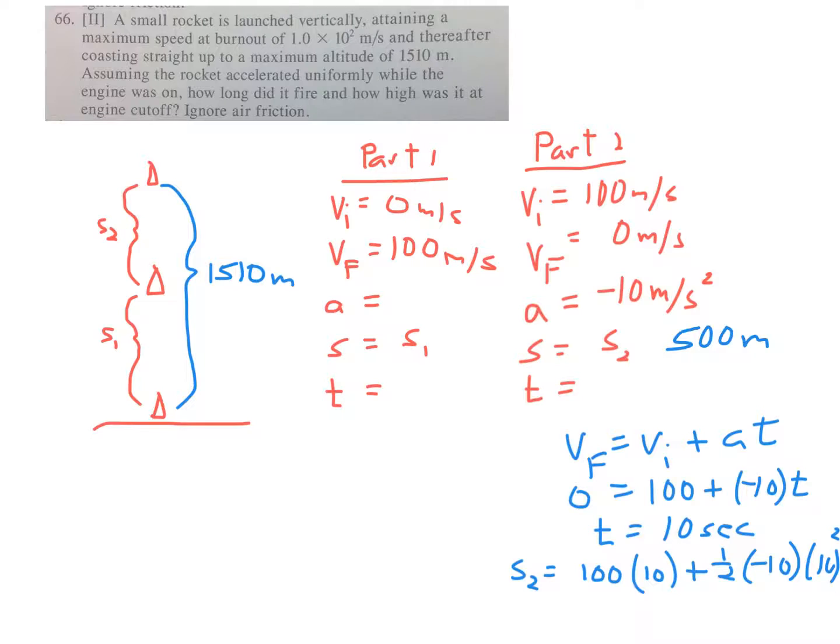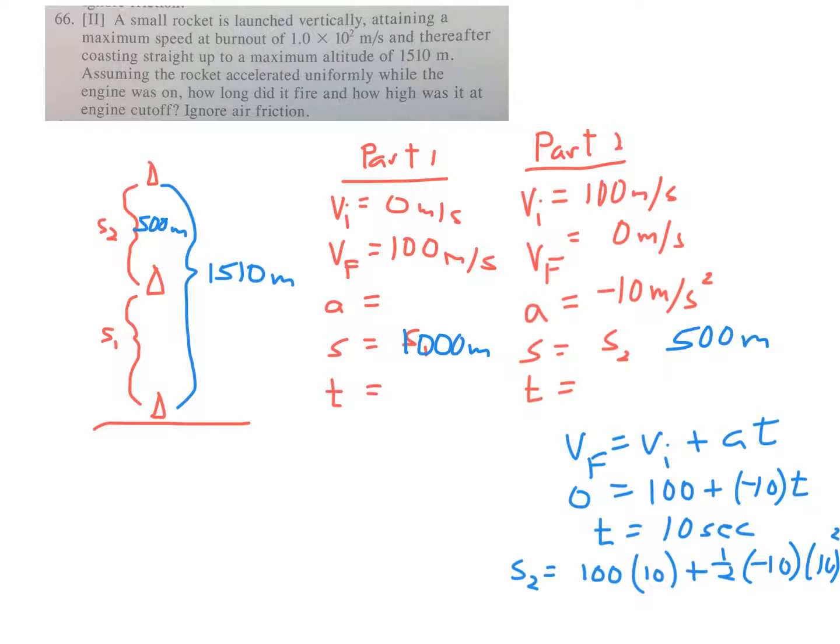I've rounded off the numbers here enough that you could do a lot of this in your head. So going back over to part 1 now, combined with my diagram, in my diagram I have the total height being 1,510 meters. But in part 2, this upper part, I know that this is 500 meters. So therefore the lower part must be 1,010, or basically 1,000 meters if we start rounding off a little bit. So S1 is 1,000 meters.